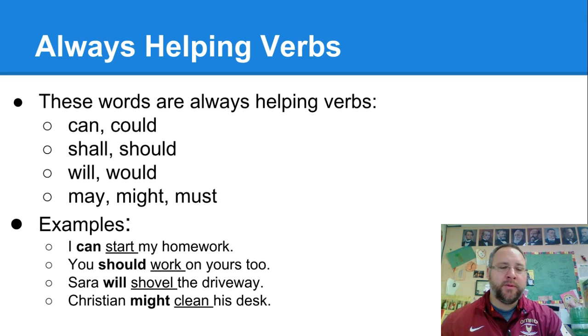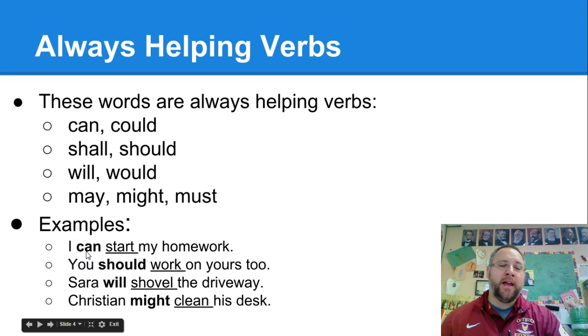And to see how they are used in the sentences below, I can start my homework. Notice how I have the action verb underlined. An action verb or a main verb is something that you can do. So ask yourself, can I start something? Yes, you can. So that's the action. Look at the word before it. Does it tell me when the action takes place or its likeliness to happen? The word before start in this sentence is can, and that tells me its likeliness to happen.